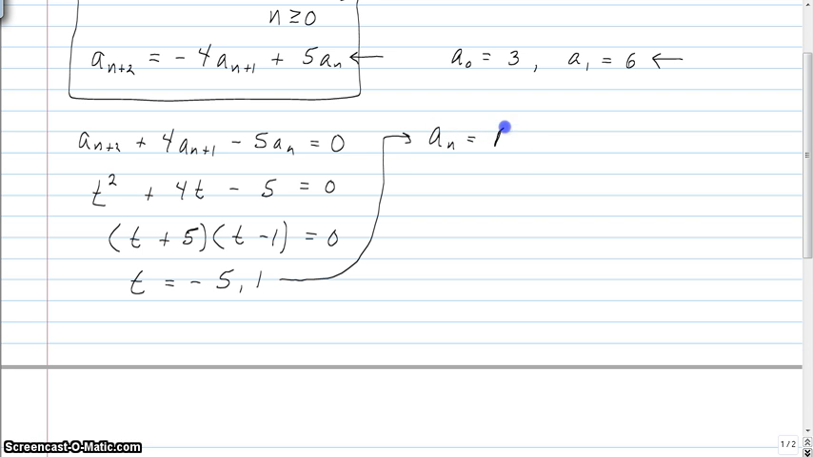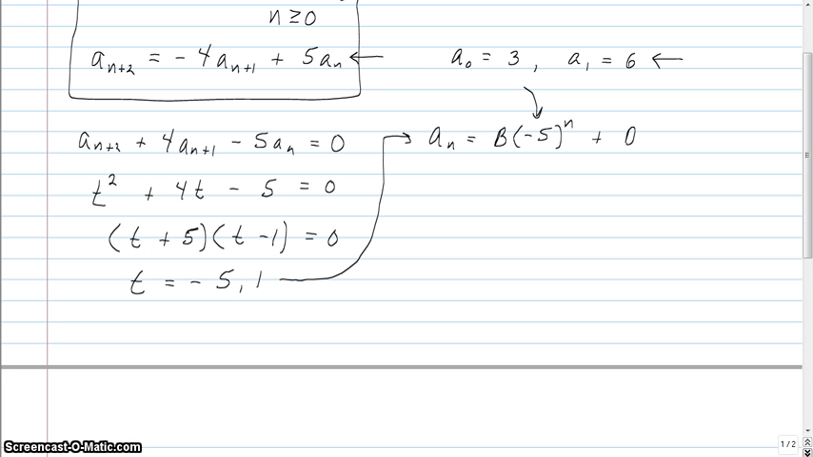Using those two solutions, we can write our general solution. So some constant, whatever letter you want to use, times the first solution raised to the nth power, and make sure you use parentheses here since that number is negative. It needs to be negative 5 all to the n, plus some other constant times the other solution to the n. Now this is a little bit different. 1 to any power is going to be 1, so we can write that as just d. That makes the solution a little simpler in this case.